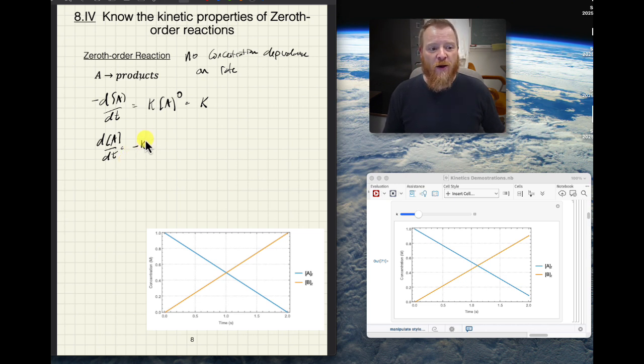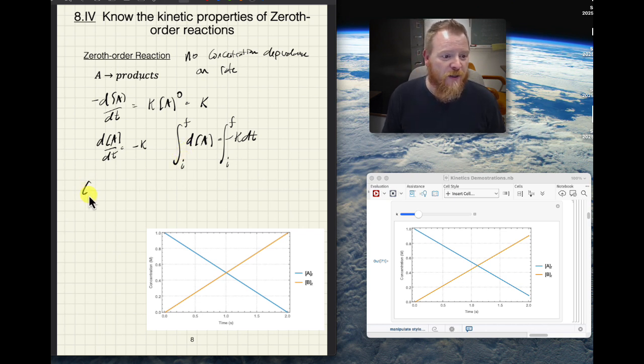And we do that to make the integration a little bit more straightforward. So now the way that we are going to handle this, we're going to separate into the two sides. So dA equals negative k dt. And now we're going to integrate this from some initial concentration to some final concentration, and we're going to integrate this from some initial time to some final time. And this one, as you might guess, works out to be pretty straightforward, right? So what we end up with here is the integral of dA evaluated from initial to final is just going to be A final minus A initial.